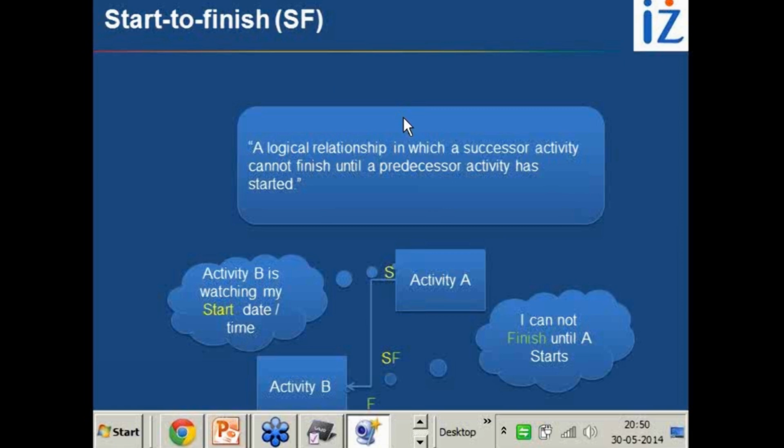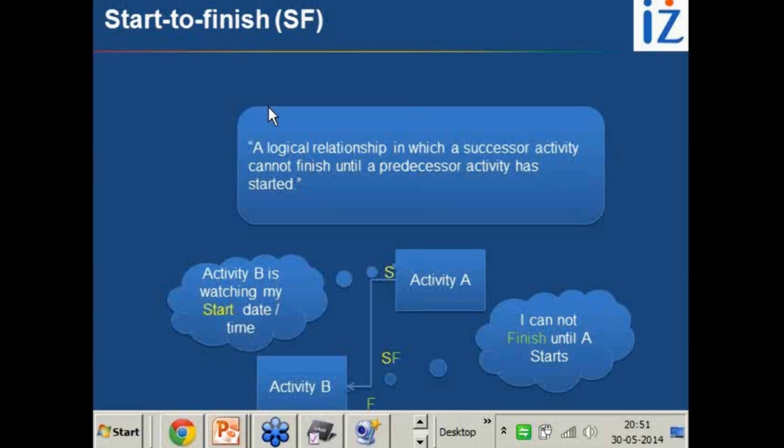A is independent. This relationship is not impacting any early start or early finish of activity A. Activity B's early finish is impacted by activity A's early start. Activity A is still independent, with no impact of the relationship. Okay, now a lot of times there's an interesting question which has been raised: the relationship between lead and lag and fast tracking.